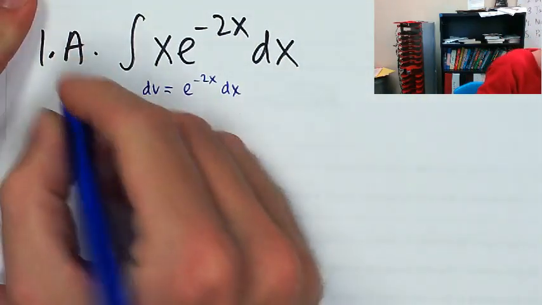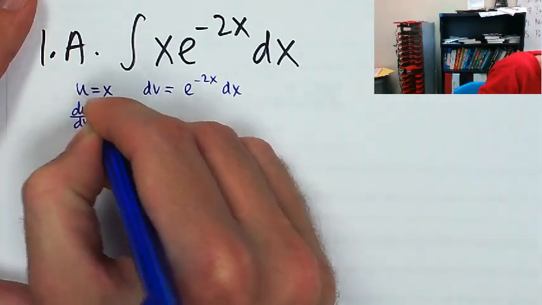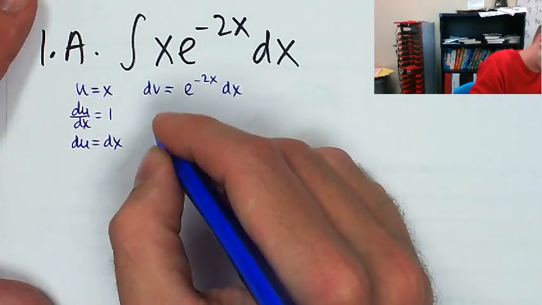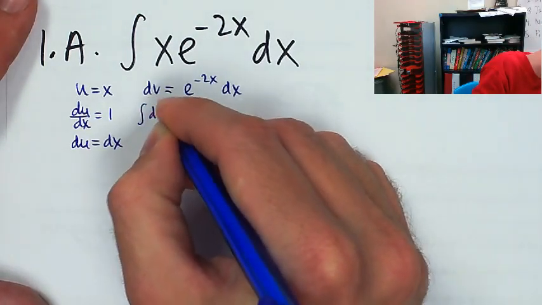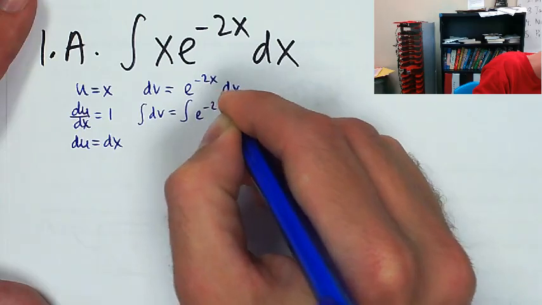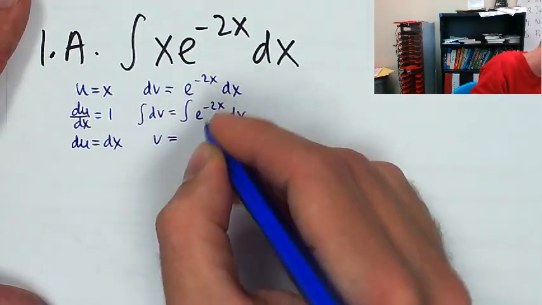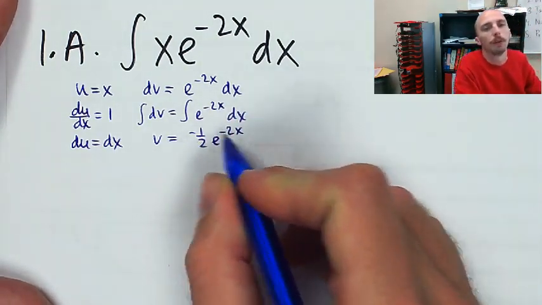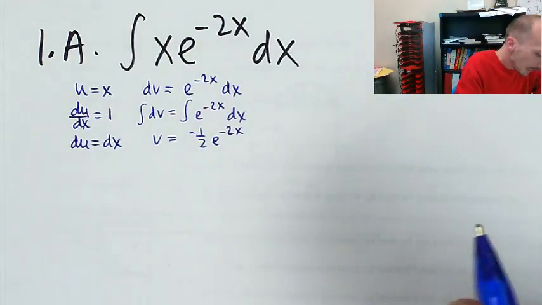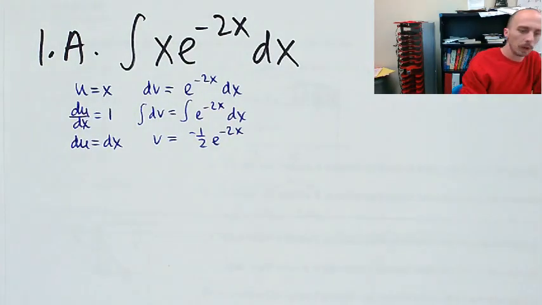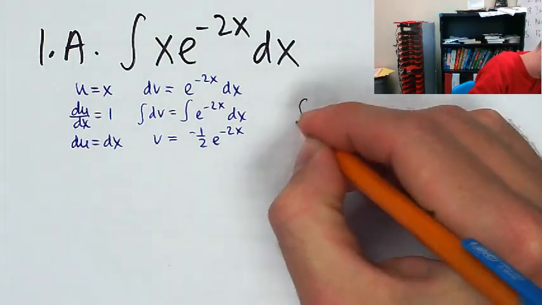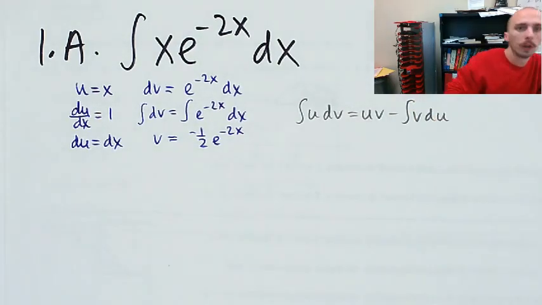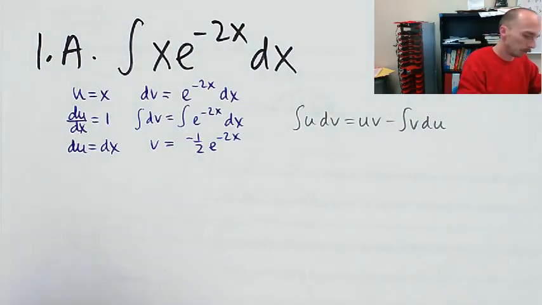Then I'm going to take the derivative of u, so du/dx equals 1, and then du equals 1 dx. And then I'll take the antiderivative of dv. So that gives me v equals negative 1/2 e to the negative 2x. The negative 1/2 is to prepare for the chain rule. Now, we know that the integral of u dv equals u times v minus the integral of v du. So I will just plug in on that.